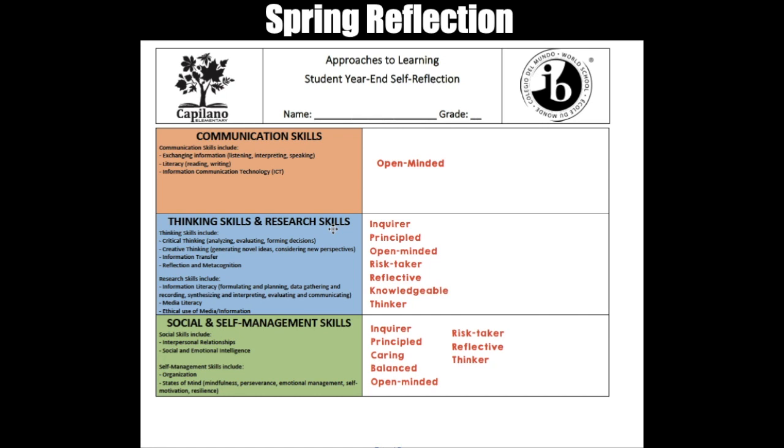And the last one is our social and self-management skills, which has all your learner profiles again but one. And these are your personal skills and how you interact with people. And then the self-management side of it is how you organize yourself, how you take initiative to get your work done, how you make appropriate choices for flexible seating, and your best learning.